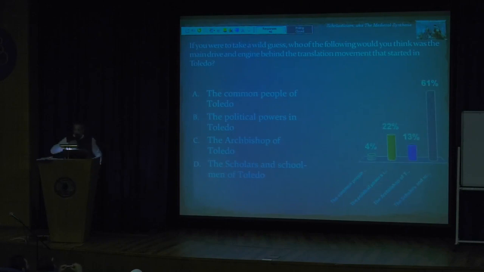Okay. Good. So 4% thought it was the common people of Toledo. Yeah, no. Not back then, not today. In some cases, the political powers of Toledo makes rational sense, right? The Archbishop of Toledo, 13%. And the scholars and schoolmen of Toledo would kind of make sense as a choice because of scholasticism, though, I'm sorry, that was a strict option. They come later. Believe it or not, it was the Archbishop of Toledo, right?